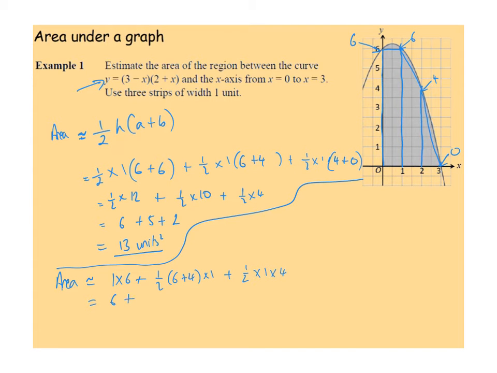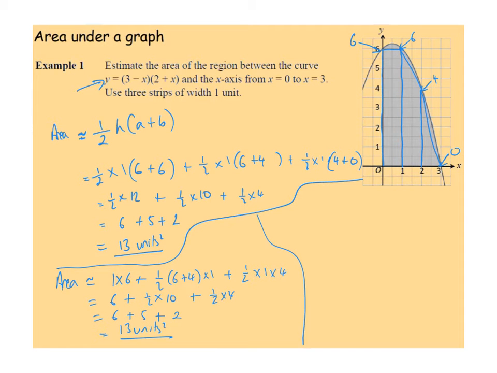So that's 6. Add a half times 10. Add a half times 4, which is 6. Add 5. Add 2, which is again 13 units squared. So you can see that we get the same answer.